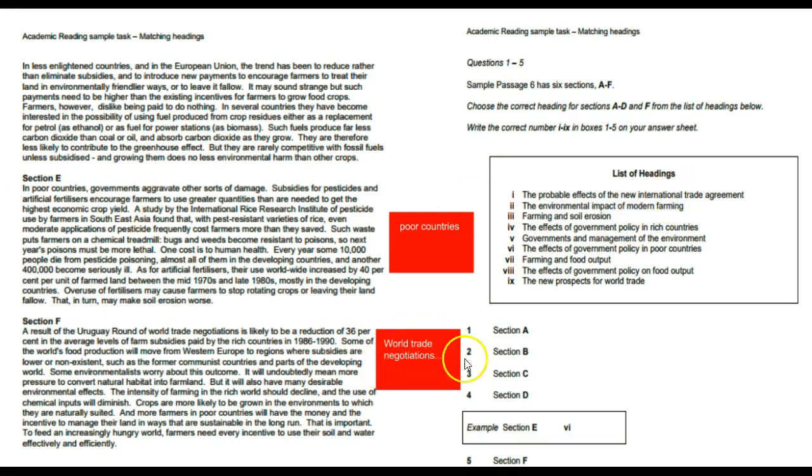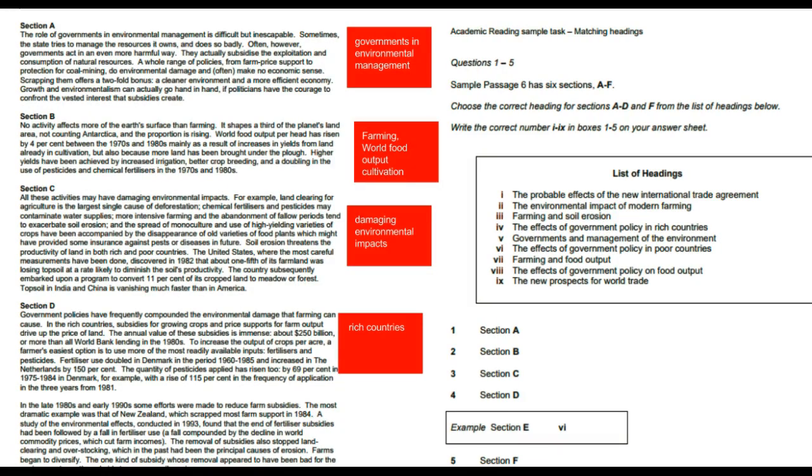So heading number 1, the probable effects of the new international trade agreement, we're going to match with section F, the last section, this one here. Now the next heading, the environmental impact of modern farming. Remember the words environmental impact. Where did we see this one? We're going to go back. Where do we have environmental impact? We have it here. So it's going to be section C. We're going to match section C with 2.